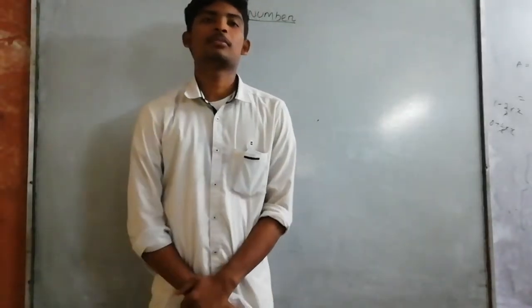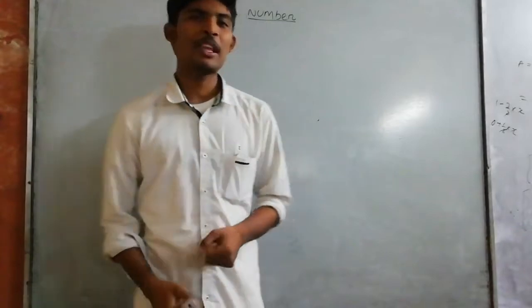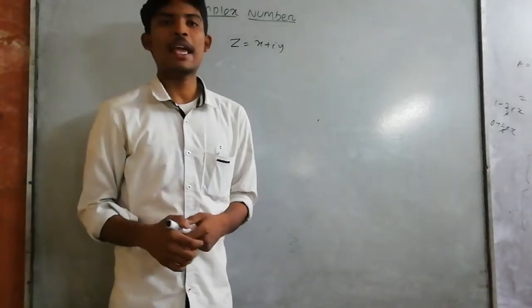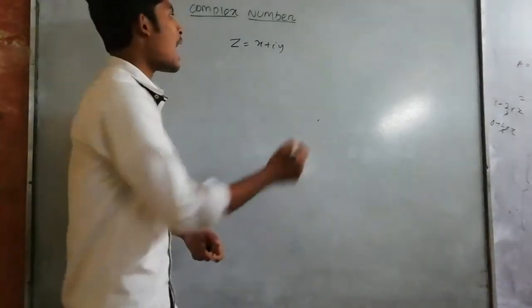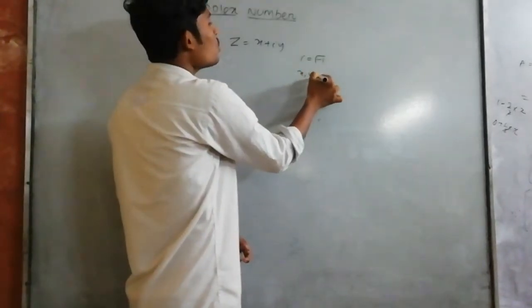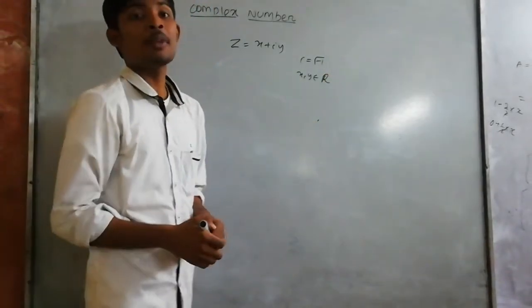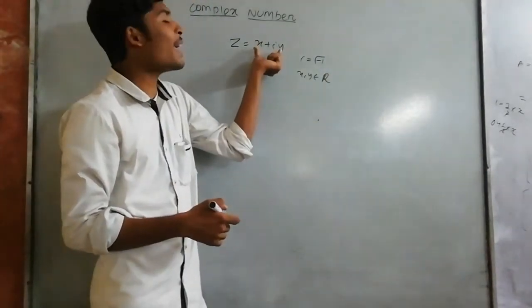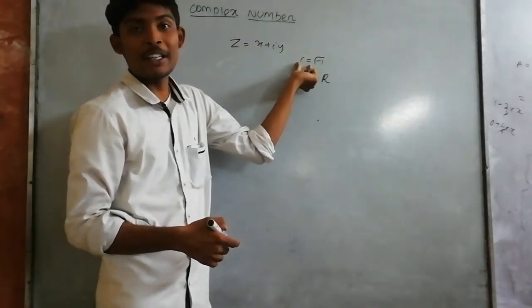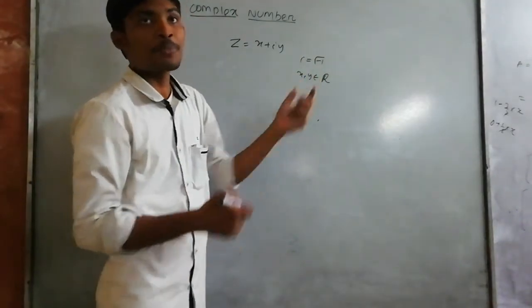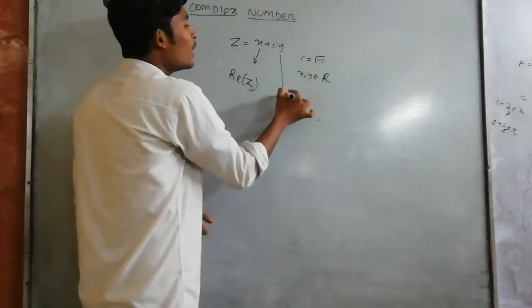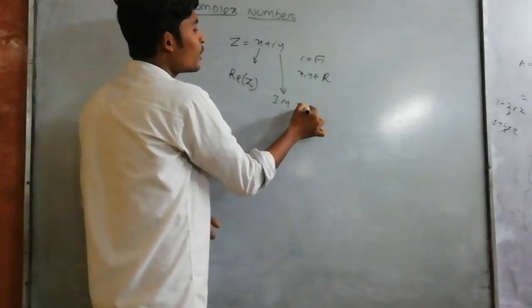What is a complex number? A number of the form x plus iy is called a complex number, where i is equal to root of minus 1 and x, y belong to R, the set of real numbers. x is called the real part of z and y is called the imaginary part of z.